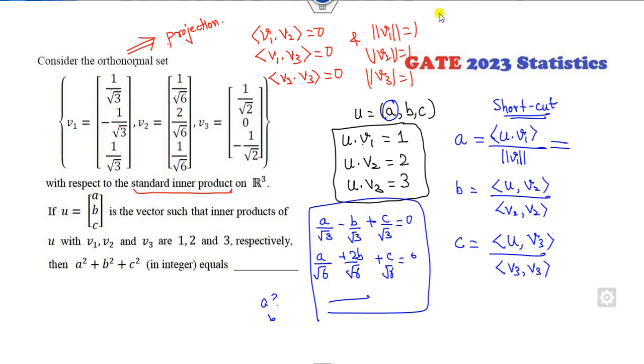So now you can see what is U dot V1? It is 1. Because this is orthonormal, the norm is also 1, so the root is 1. This is 2 over 1. So now you can easily see that a, b, c are 1, 2, 3. So what is the right answer? 1 plus 4 plus 9, 14 is my right answer. So you can see within 15 seconds you can solve this whenever there is an orthonormal question.